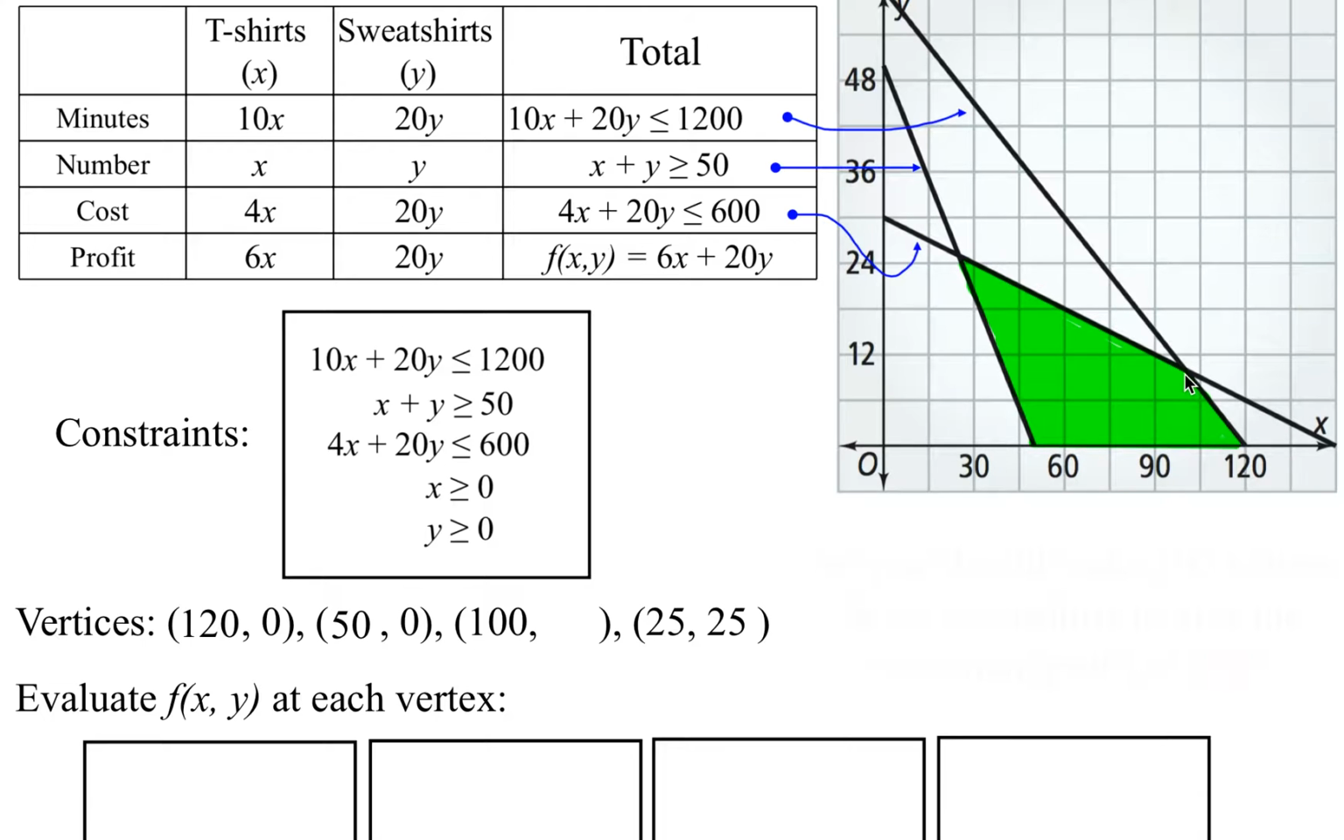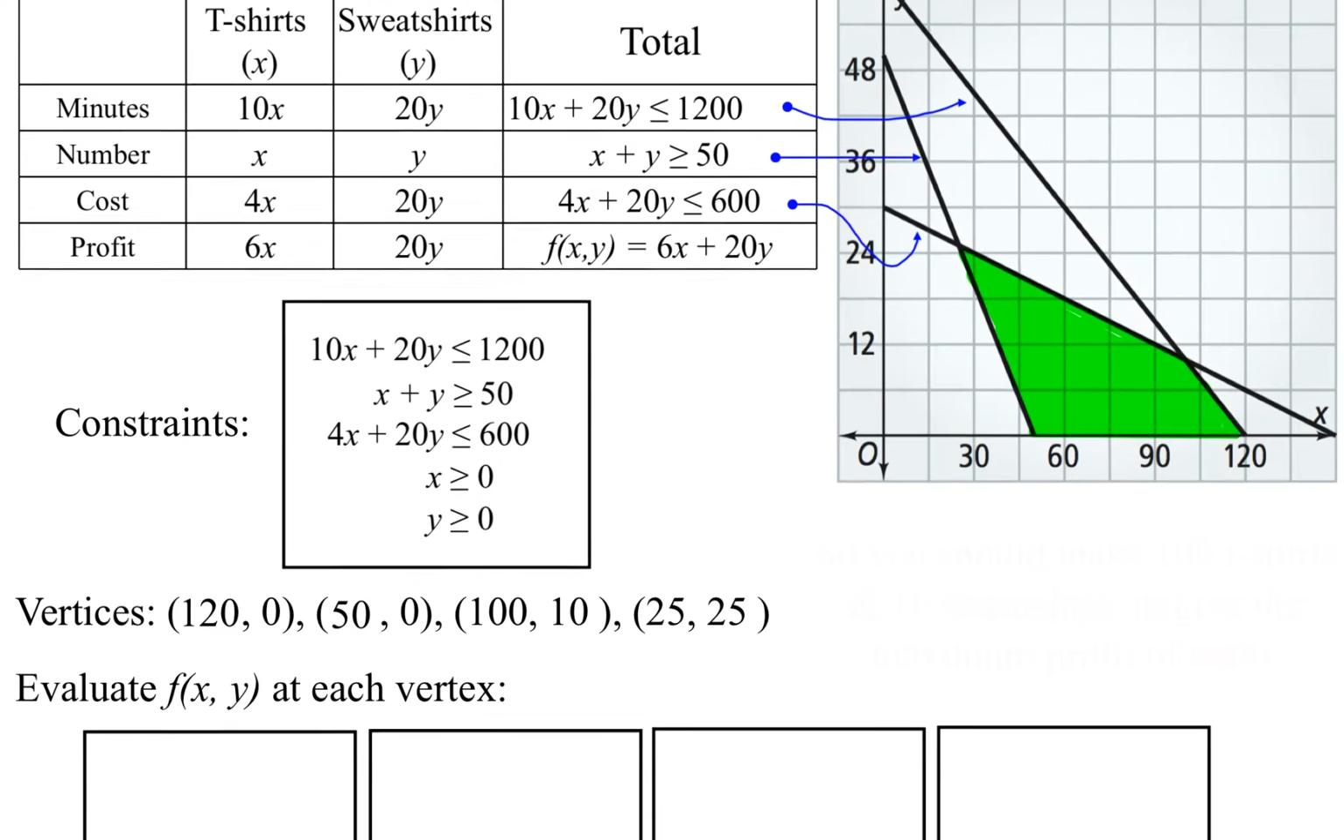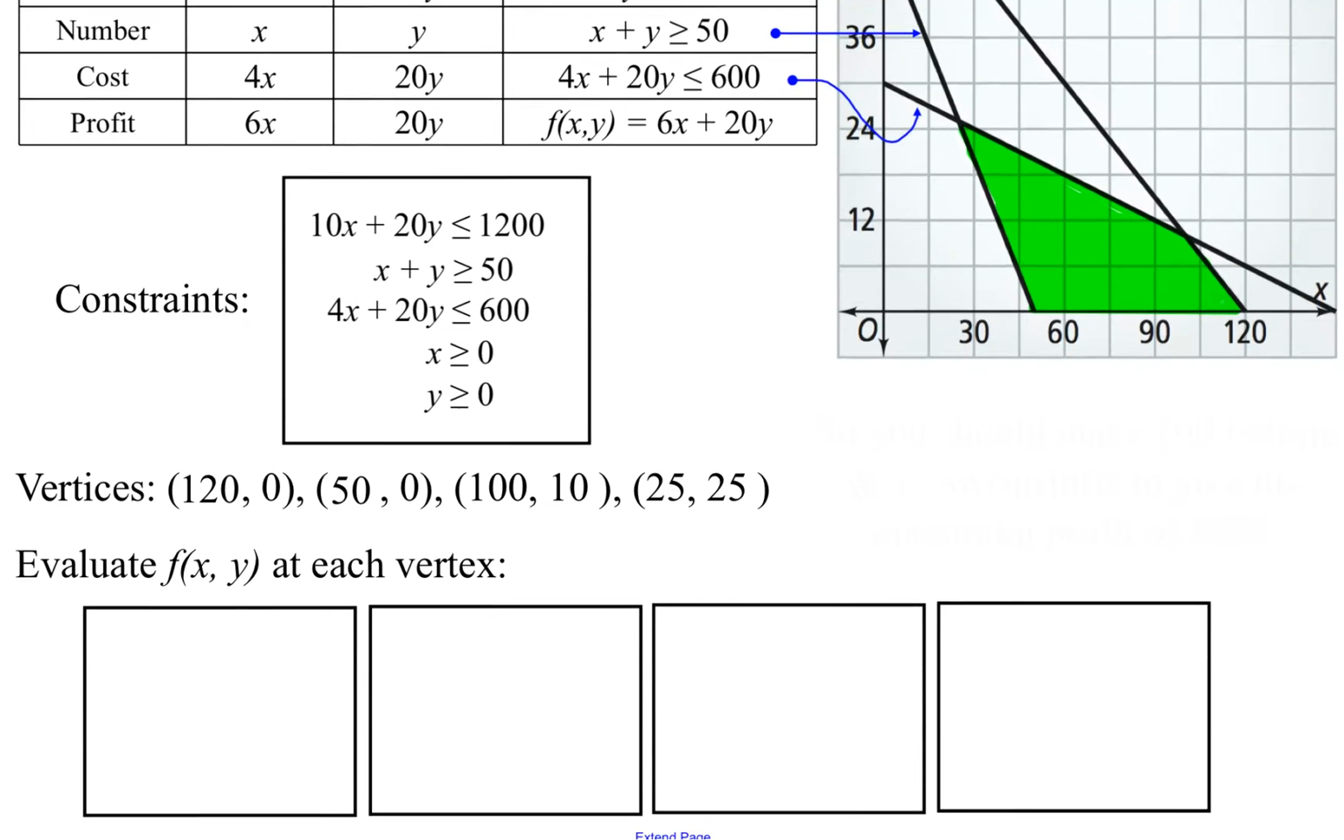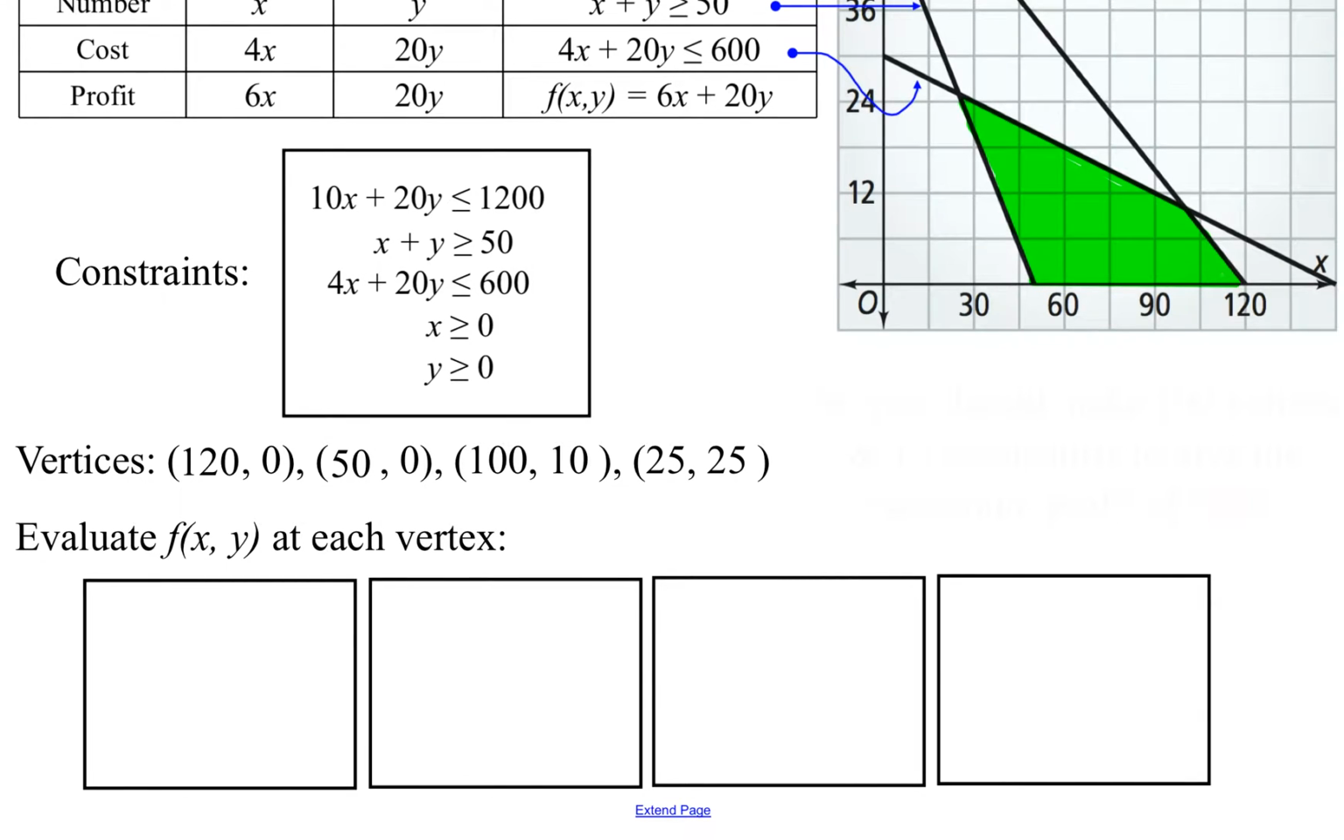And the last one is the intersection of 4x plus 20y equals 600, intersecting with 10x plus 20y equals 1200, and solving those 2 equations simultaneously gives us the point 100, 10. Now if you're not sure how to get those points, be sure to ask me in class. That's basically using your substitution and elimination techniques that we learned in the section prior to this.